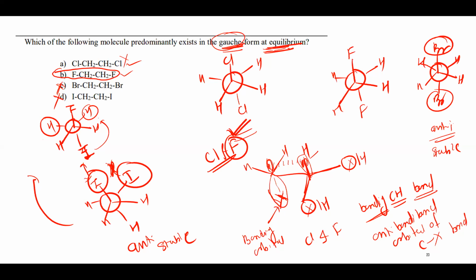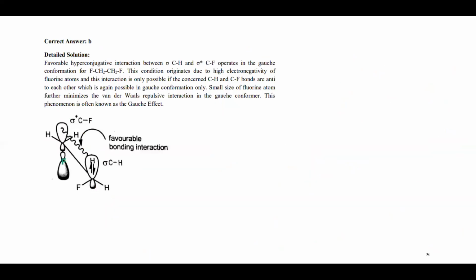All right, we got some more questions here. So yeah, here you can see how the interaction is present, and you can read some explanation. The favored hyperconjugation effect. Yeah, you have probably already read about hyperconjugation.